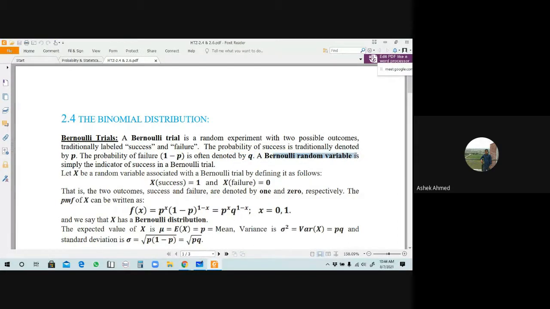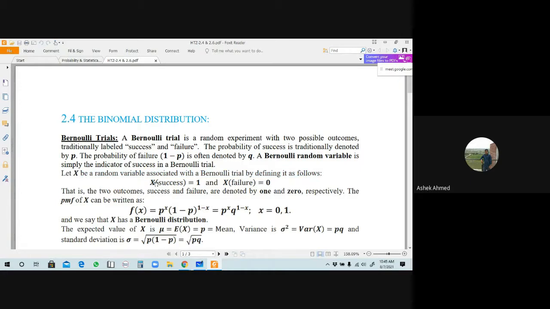A Bernoulli random variable is simply the indicator of success in a Bernoulli trial. So what is a Bernoulli random variable? It represents the success of the trial. Understand? The Bernoulli random variable is simply the indicator of success in a Bernoulli trial. This you have to remember. So we denote a random variable X, and that X will represent the success of the Bernoulli trial. So let X be a random variable associated with a Bernoulli trial, defined as follows.